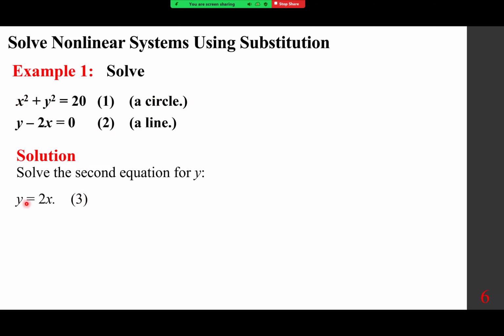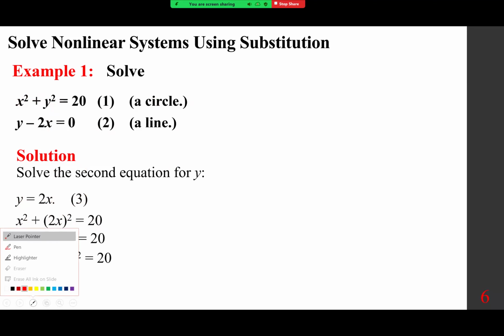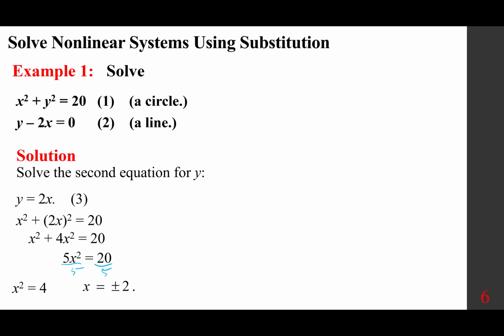Becomes x squared plus y squared, y is replaced by 2x. We get x squared plus (2x) squared equals 20. Now this is 4x squared. They add up to 5x squared. We're going to divide by 5, which results in x squared equals 4, which has two solutions, namely plus or minus 2.